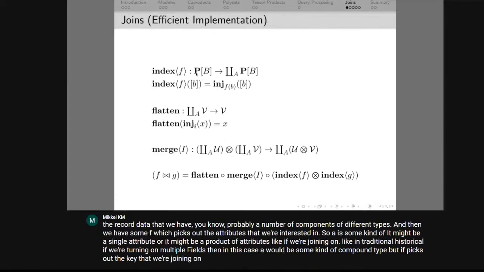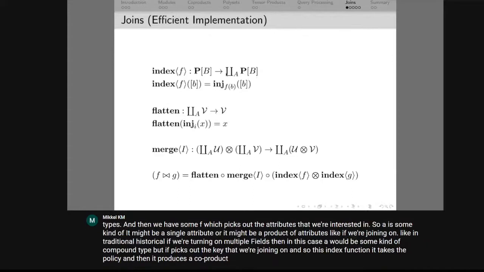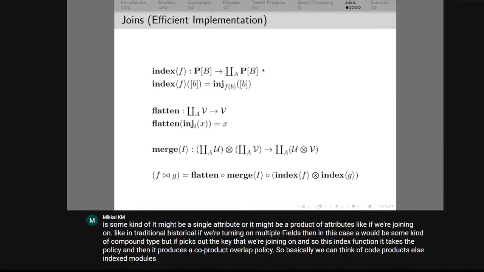And so this index function takes the polyset and produces a coproduct over that polyset. Basically, we can think of coproducts as indexed modules, in this case, an indexed table.